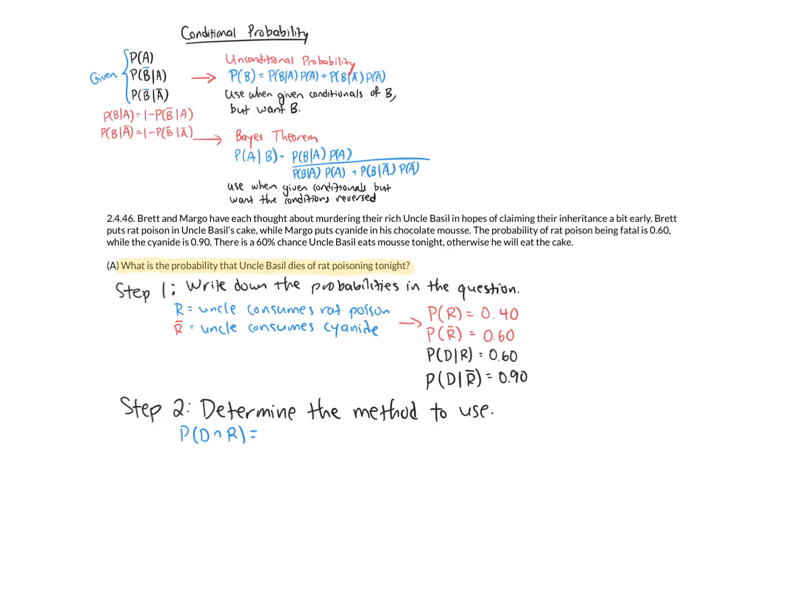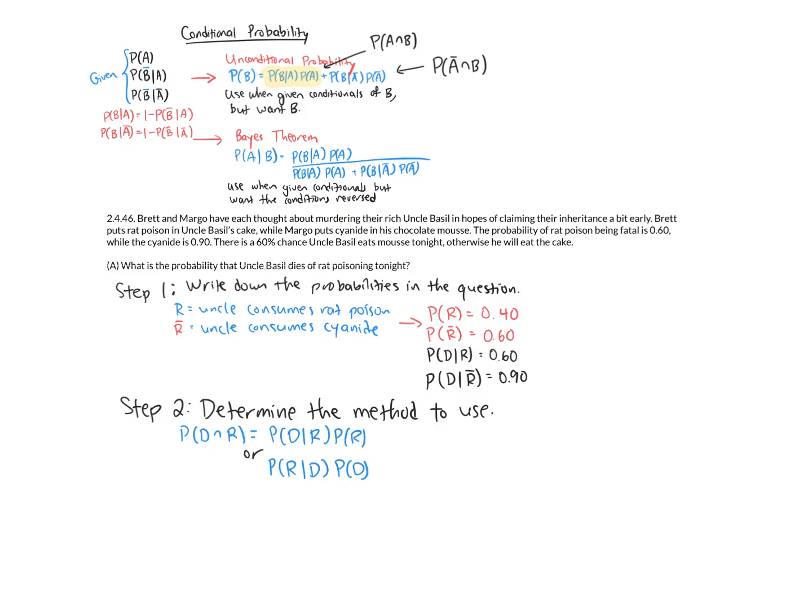This is not a conditional probability. We were told that the probability of death if he consumes rat poison is 60%. But we no longer want the if situation. We're going into the evening, we say, don't know what's going to happen tonight. What's the chance that Uncle Basil, sometime overnight, has died of rat poisoning? Maybe he eats the chocolate mousse. That won't happen then.